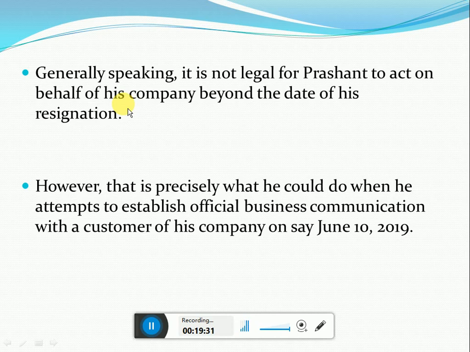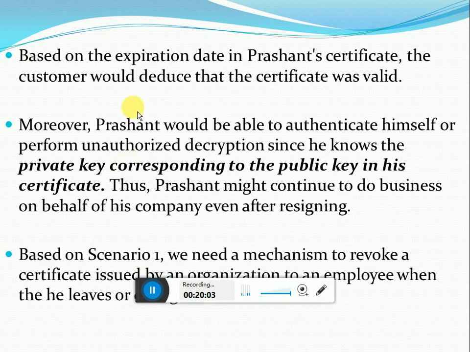He does not have any right to use the valuable information of that company to communicate on behalf of that company. So it is legally wrong. However, it is precisely what he wanted and could do when he attempts to establish official business communication with a customer of his company, say on June 10th 2019. Now the situation here is that Prashant left the job on 1st April 2019.